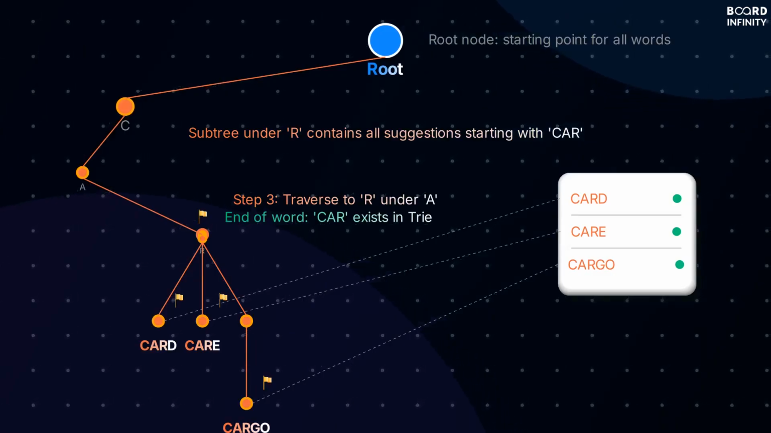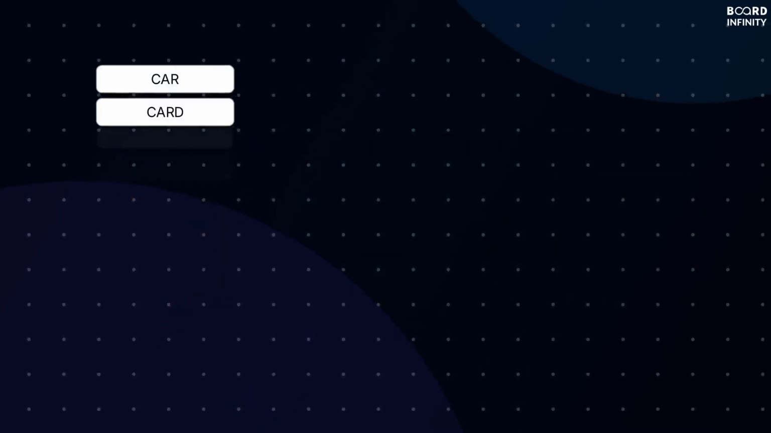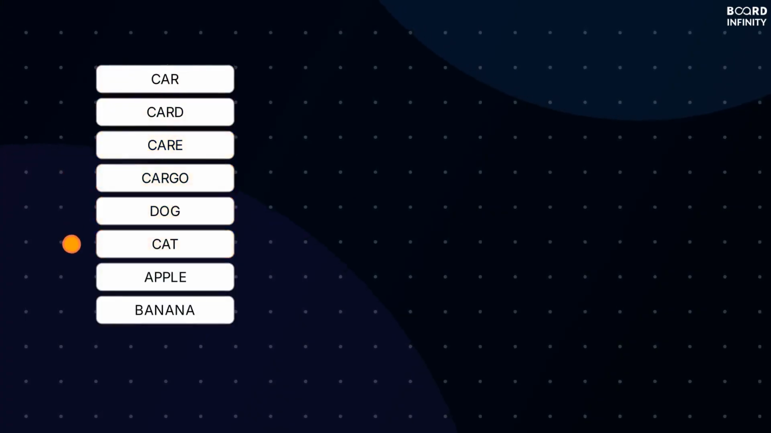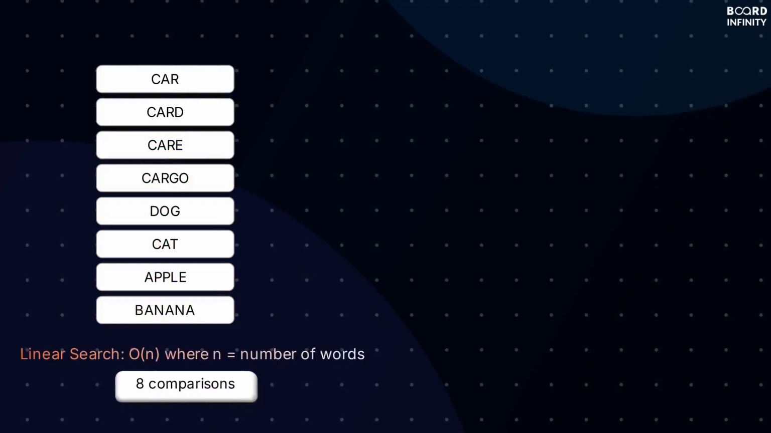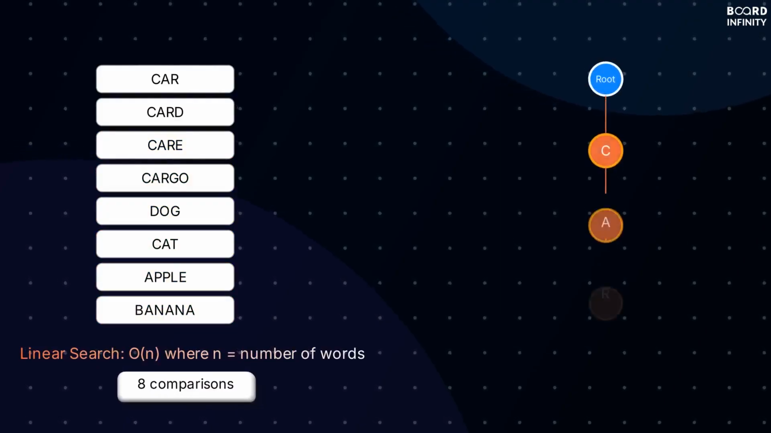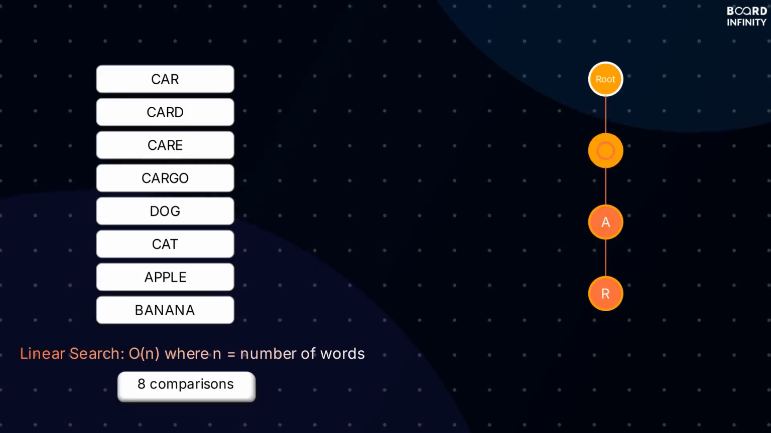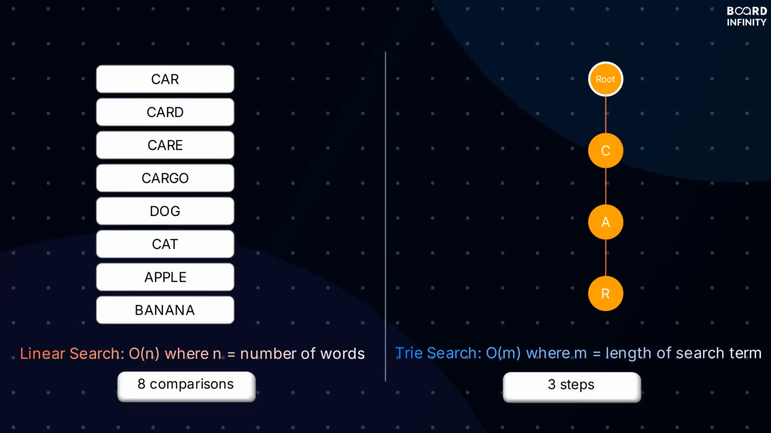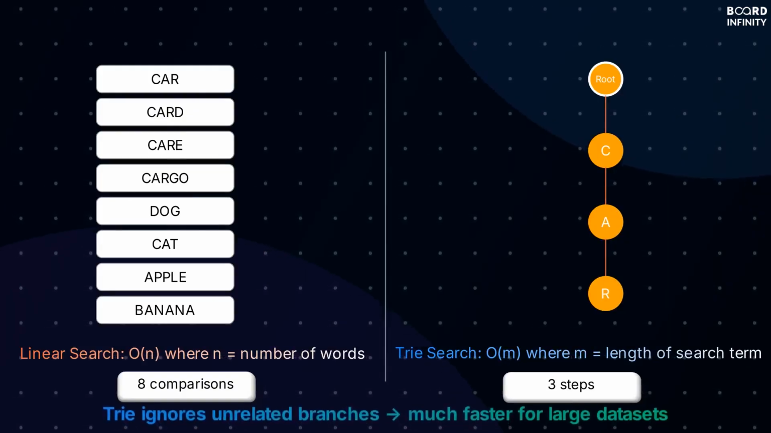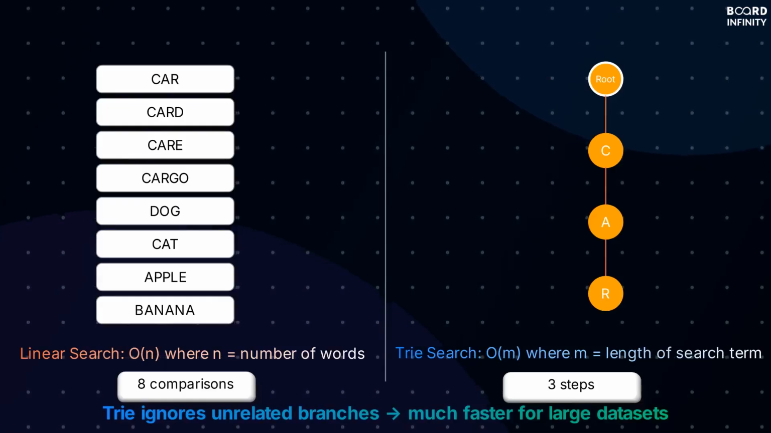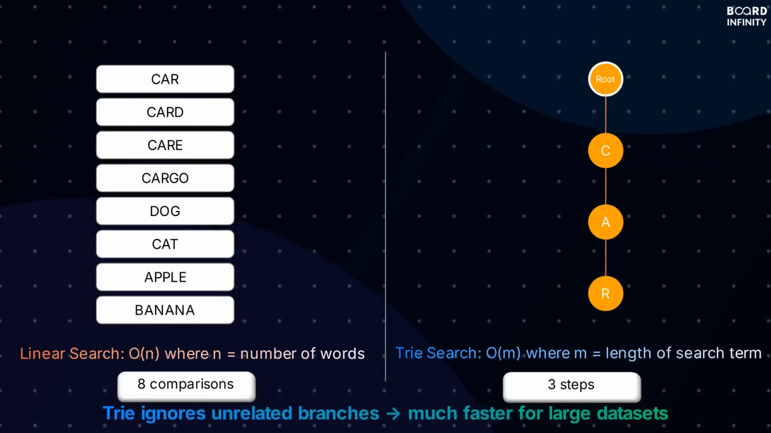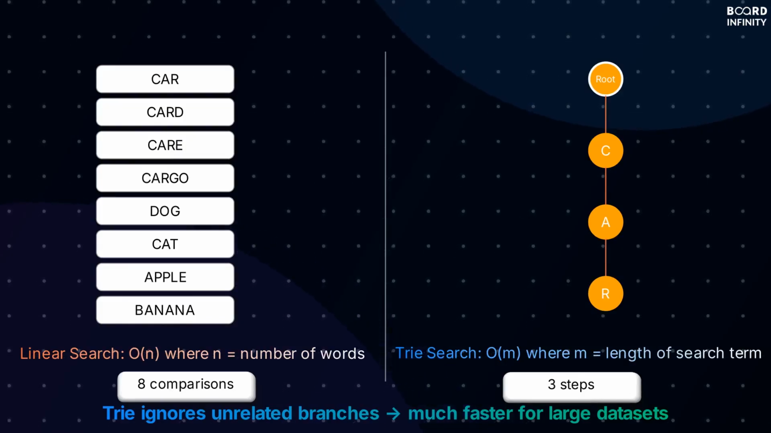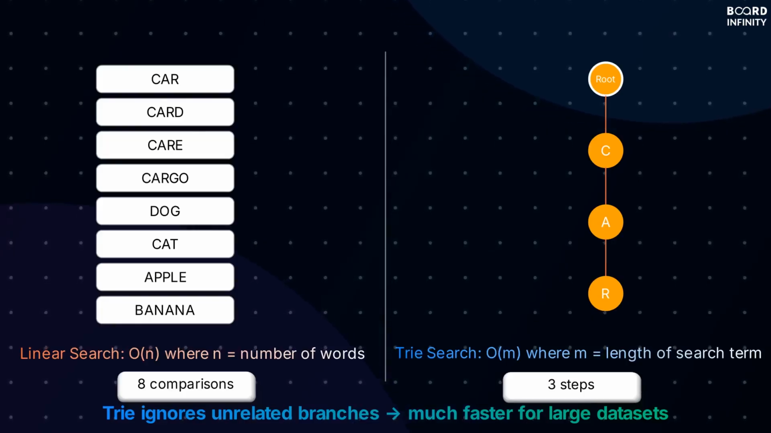Now, let's compare the efficiency. Unlike a linear search, which must potentially check every word in a list, a process that takes Big O of n time, where n is the number of words, a trie search time is Big O of m, where m is the length of the word you're typing. This means the trie only performs steps proportional to the length of your input, not the size of the entire dictionary. It completely ignores unrelated branches, leading to significantly faster searches, especially for large data sets.